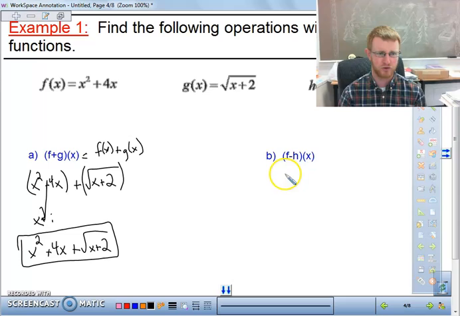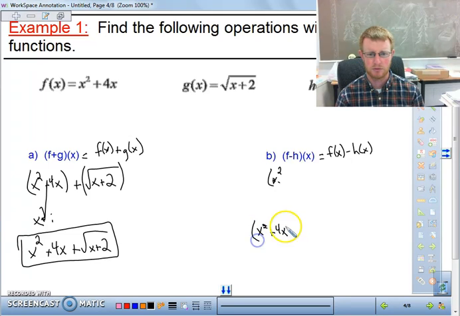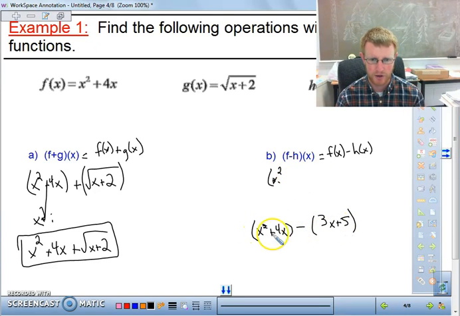So now we have one where we're going to subtract. We're going to do f minus h, which is f of x minus h of x. So we have the quantity x squared plus 4x minus our second equation, which is 3x plus 5. And now again, remember you have to subtract the entire thing. So some of you will go through and apply the negative first, and that's fine if you want to do that. Or you could just subtract each term.